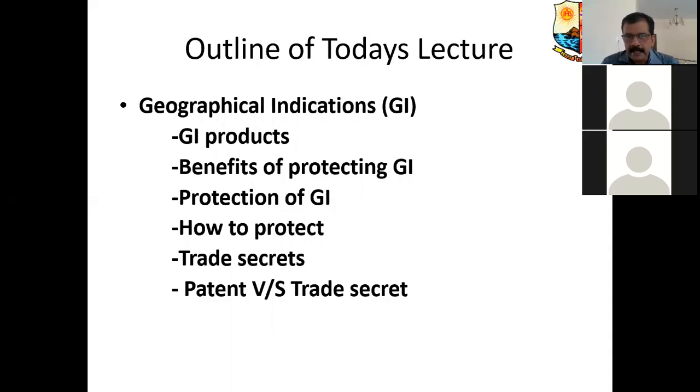We'll try to understand the outline of today's lecture. Geographical indications, in short called GI tag, GI. What are the products which can be considered under GI tag? What are the benefits of protecting GI? What way do you have to protect it? What is the protection? What is the need for protection of GI?